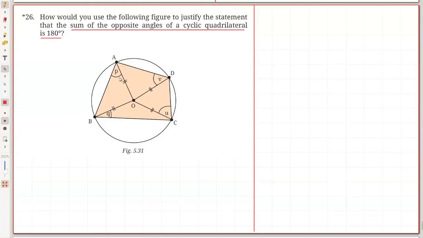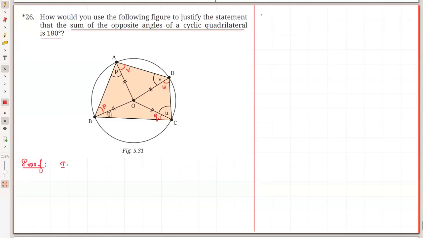Here, if you take AOB, two sides are equal. AOB is an isosceles triangle. If it's an isosceles triangle, base angles are equal. This is P, this is also P. And this is also an isosceles triangle. This is Q, this is Q. This is U, this is U. This is V, this is V. Base angles are equal. Next, as it's a quadrilateral, we are going to apply the angle sum property of a quadrilateral. The sum of all four interior angles of a quadrilateral is 360 degrees. Then we get the proof.